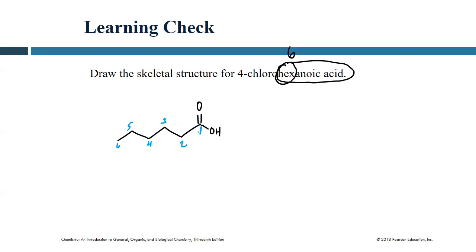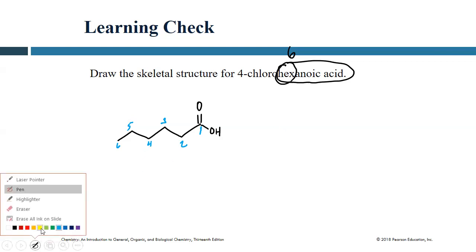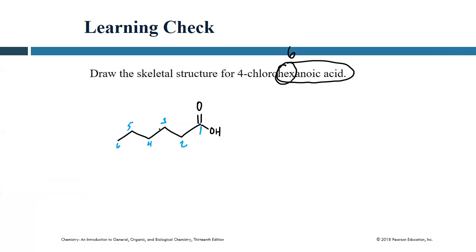Now I need the 4-chloro part. So I've identified the 4-carbon, and a chlorine group is going to be hanging off of that 4th carbon. There's my 4-chlorohexanoic acid. That's all I have to do.